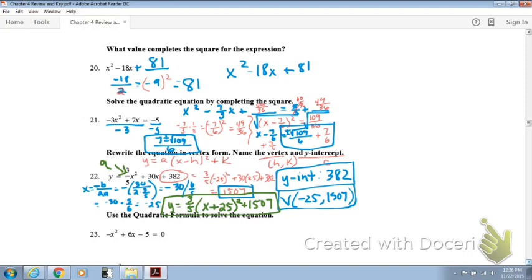Number 23, you just have to use the quadratic formula. Just be very careful with that. We've got x equals negative b plus or minus the square root of b squared minus 4ac all over 2a. So in this case, a is negative 1, b is 6, and c is negative 5. We're just going to plug those values in.